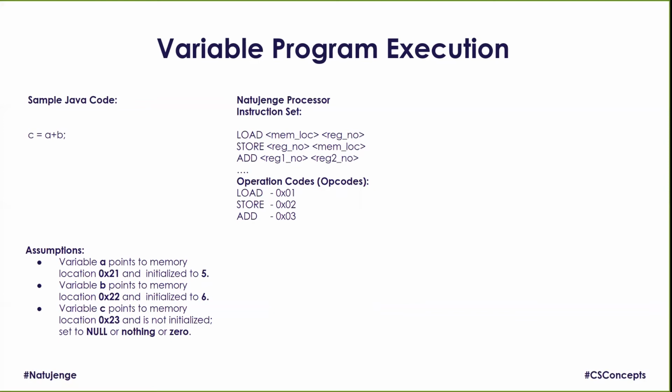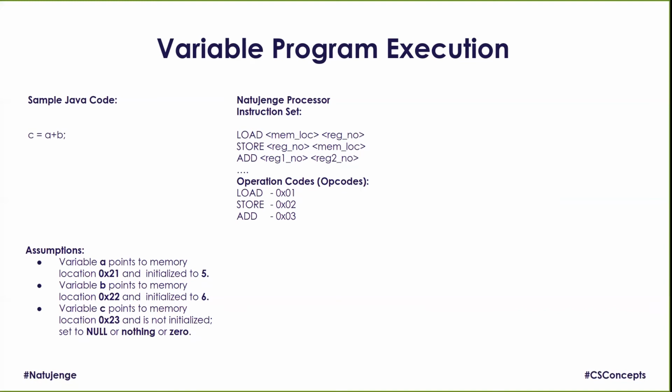Now, although we are using human readable words, each operation has a numeric code. So we can have the load is 1, and this is in hexadecimal, store is 2, and add is 3. So a processor can come with so many operations, and each of the operations has to be given a code.